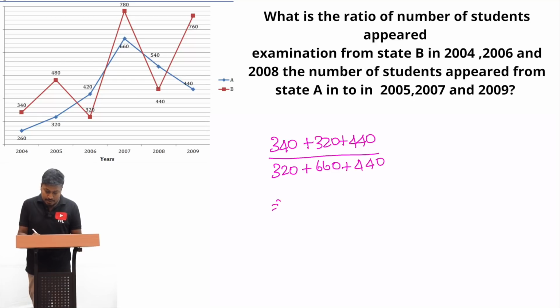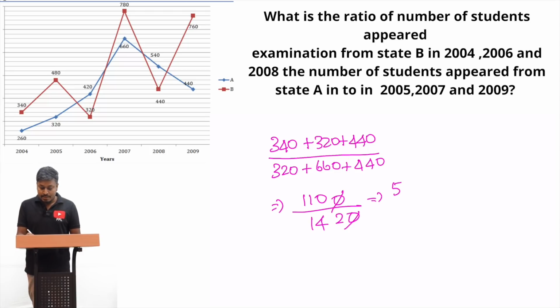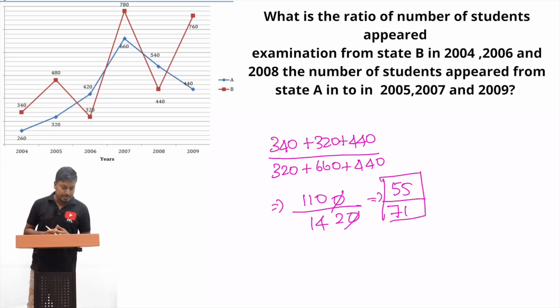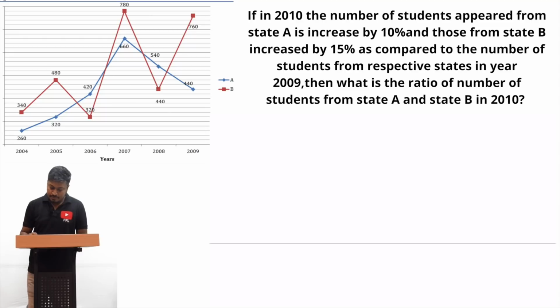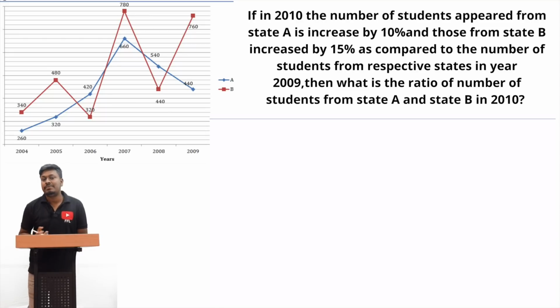So now let me add all the values. So 1100 divided by 1140. So we can cancel it on the 5 table. 5 2s are 10, so 55, divided by 7 2s are 14, so 71. So we can say that the ratio will be 55:71. So look at option number B, where 55:71 will be the ratio. Got it? Easy, right? You have to be a little bit fast on the calculation. If you are fast in the calculation, then solving the question is very simple.